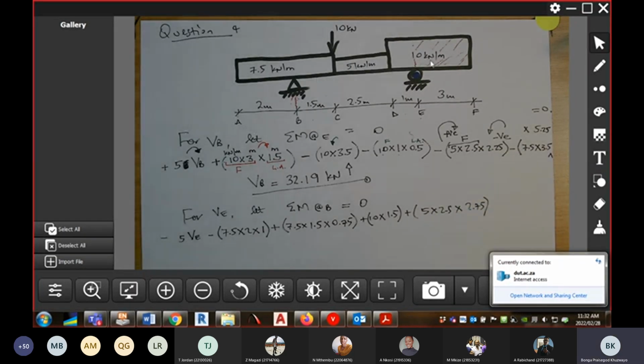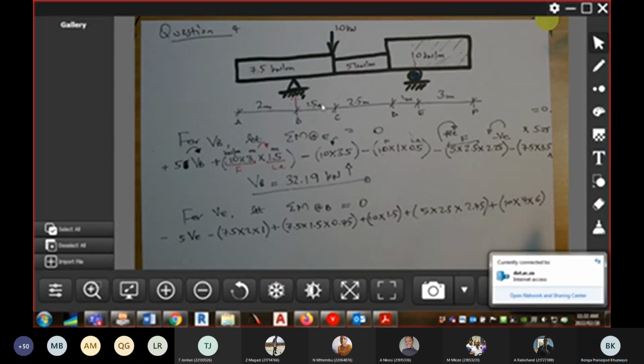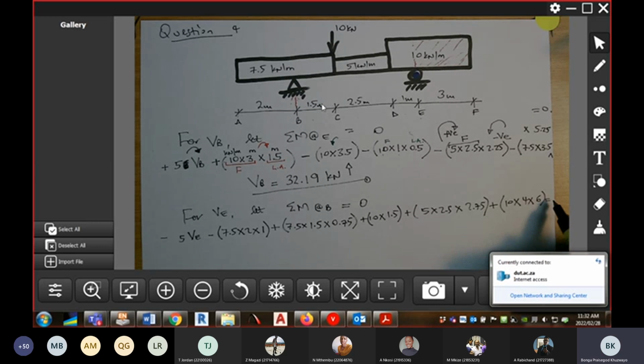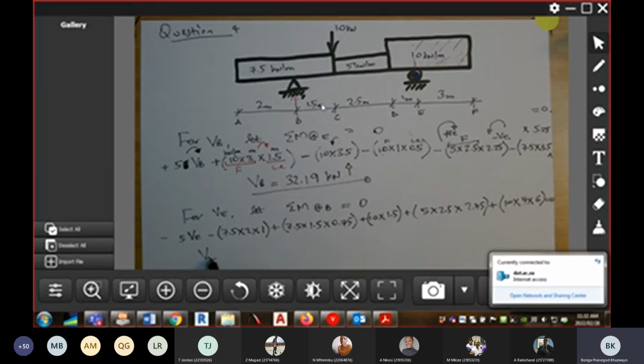And then the last one is 10 kilonewton per meter. So plus 10 over a distance of 4 meters, right? And then the lever arm for the 10 kilonewton per meter UDL is 2 meter plus 2,5 plus 1,5. So you get 6. This equals to 0. And then please, can somebody work out VE for us?